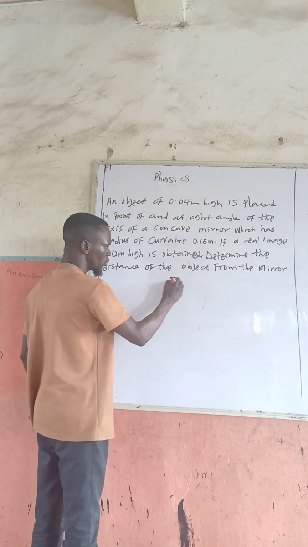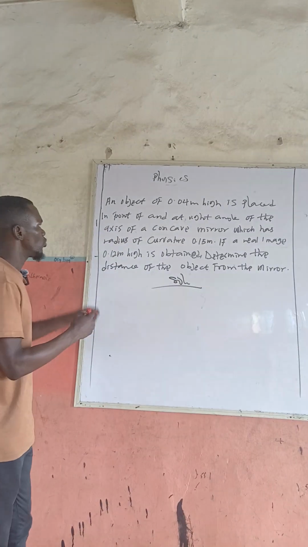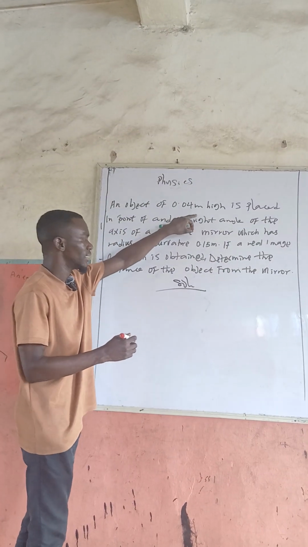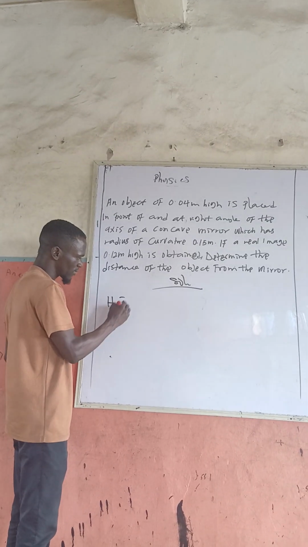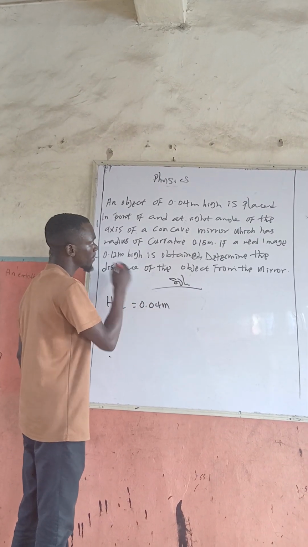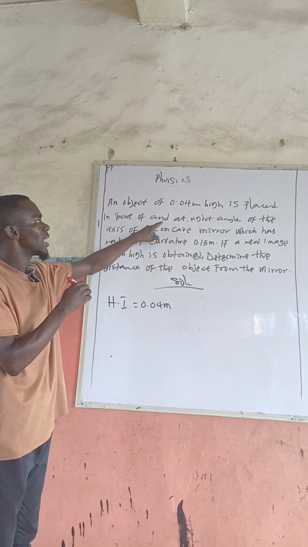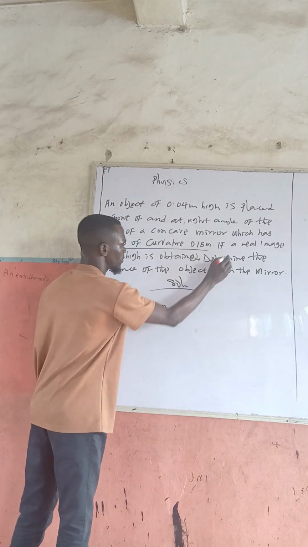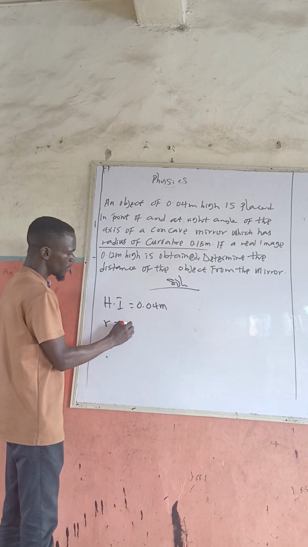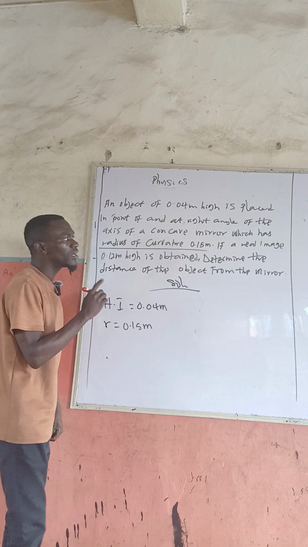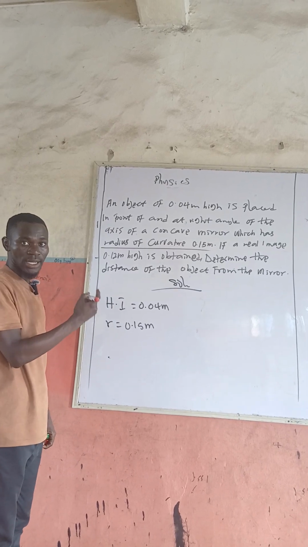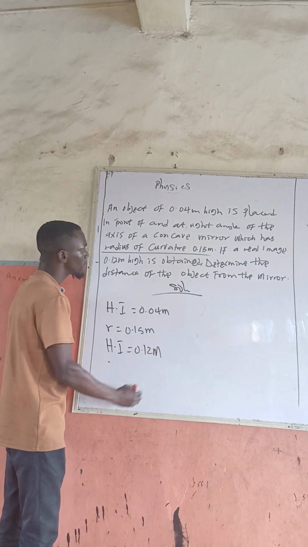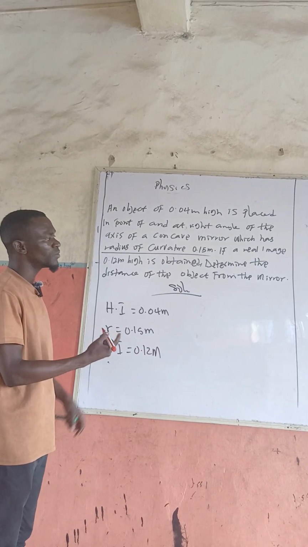Now let's go this way. We have the solution. Don't forget that we are given the height of the object. An object of 0.04 meter high. That is the height of the object. Let's use hi for it, 0.04 meter, in front of and at right angle to the axis of the concave mirror which has radius of curvature. The radius of curvature is given as 0.15 meter. If a real image of 0.12 meter high, so you have the height of the image, 0.12 meter, is obtained, determine the distance of the object from the mirror.